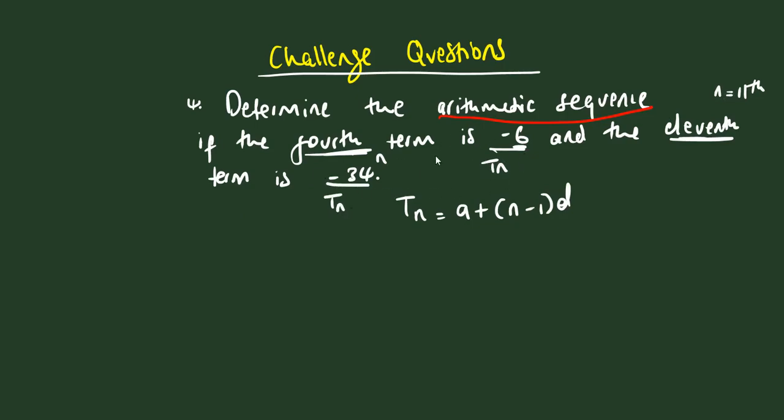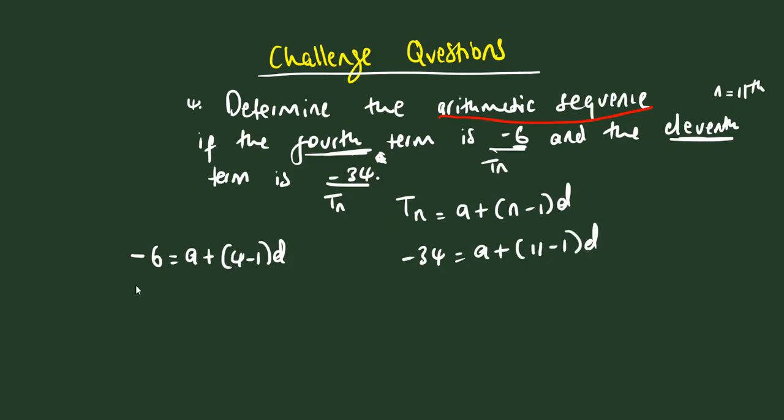So now you know that you just plug in. You start with the fourth term. Tn is -6, so we're going to have -6 equal to a plus, your n is equal to 4, right, since they said the fourth term, so 4 minus 1 times d. And on this side, my Tn is -34, and then my n is what? They said the 11th term, so n is 11.